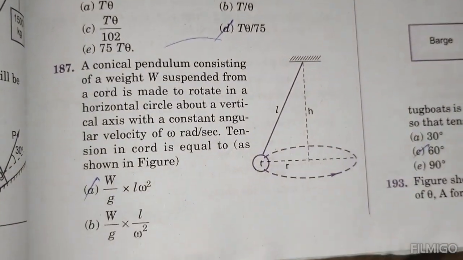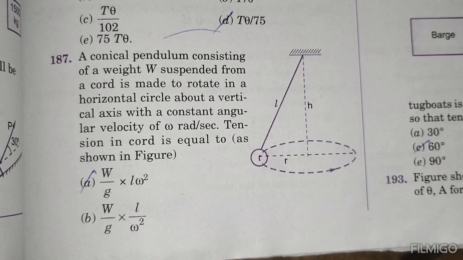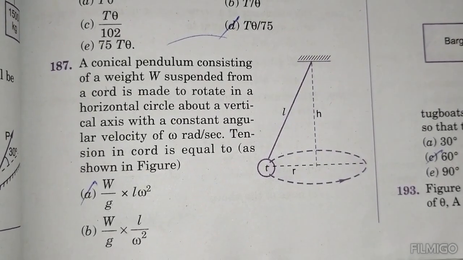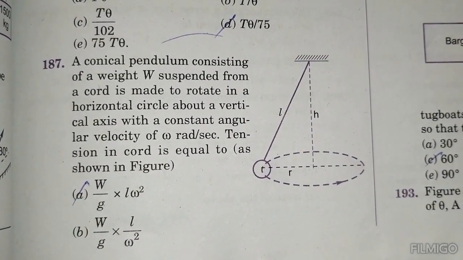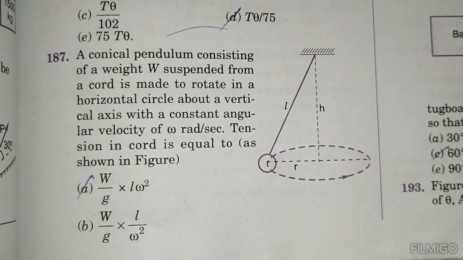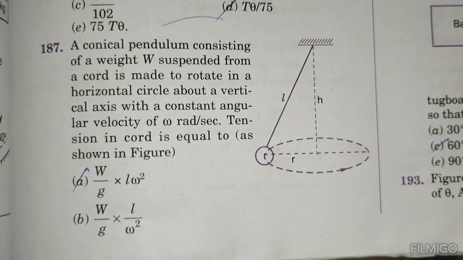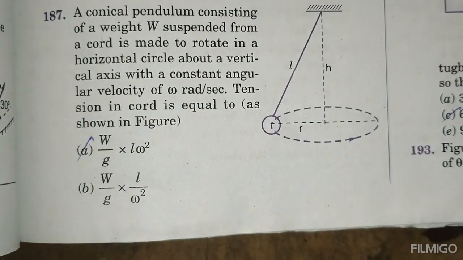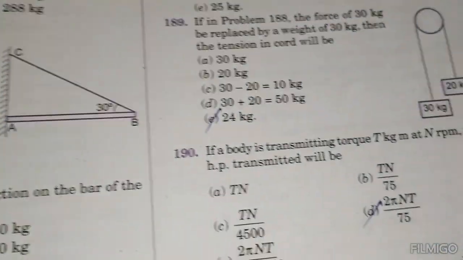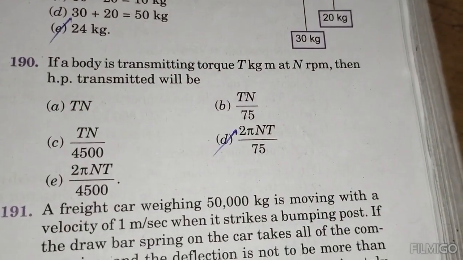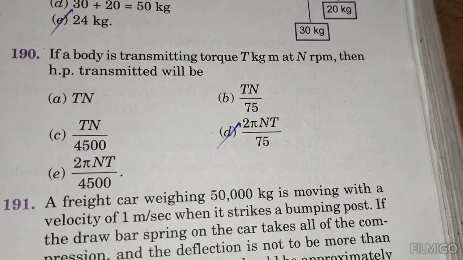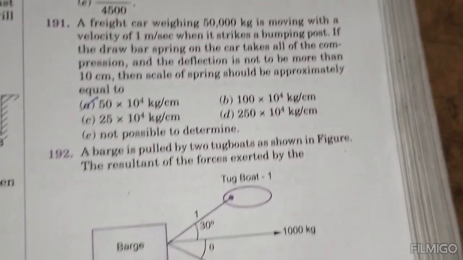A conical pendulum consisting of a weight suspended from a cord rotates in a horizontal circle about a vertical axis with constant velocity omega radians per second. Tension in the cord is equal to W by g into l omega square. A body transmitting torque T at n rpm, the power transmitted will be 2 pi nT by 75.